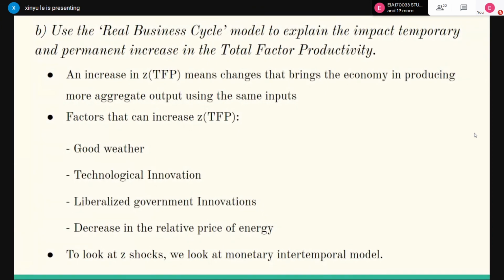Total factor productivity is different from productivity shocks. Correct. Yes. Continue. I want to learn more. Because productivity shocks are the causes of total factor productivity.